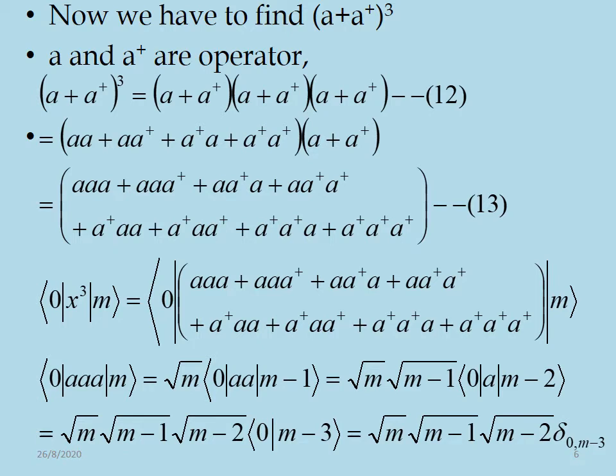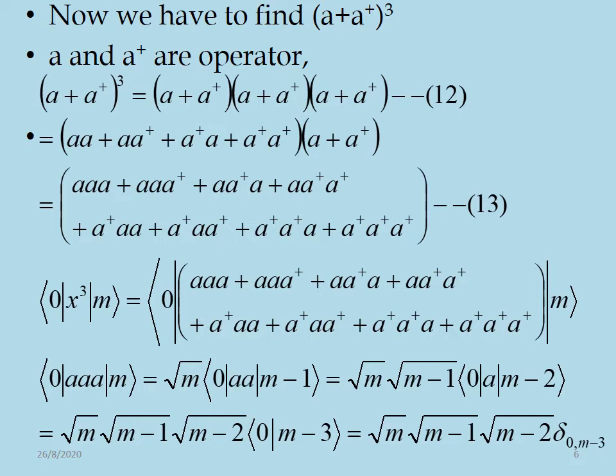Now here this will act on |m>. So if you take the first term, <0|a a a|m>, first this a acts on |m>, so it becomes square root of m |m minus 1>. Next this a will act on |m minus 1>, it becomes square root of m minus 1 |m minus 2>. Next this a will act on |m minus 2>, so it becomes square root of m minus 2 |m minus 3>. So this <0|m minus 3> becomes delta of 0, m minus 3.